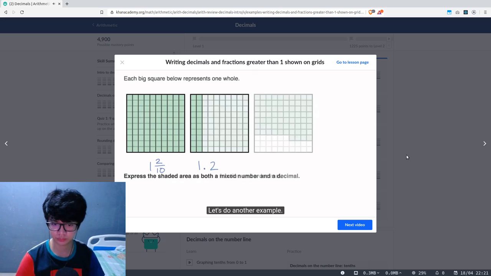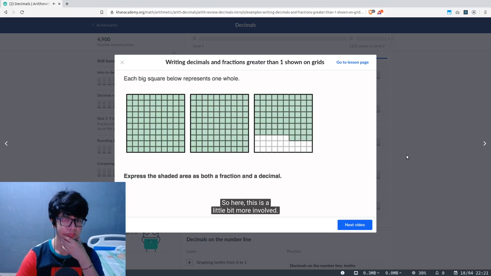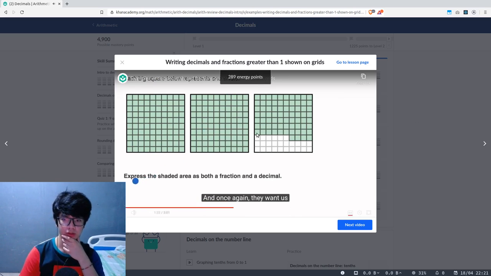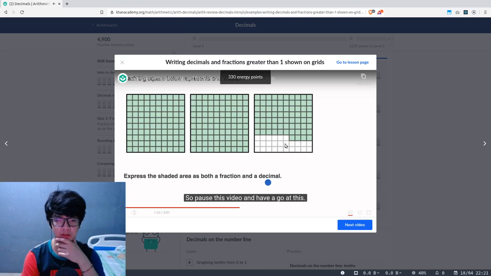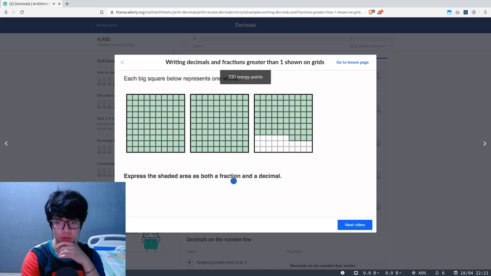Let's do another example. So here, this is a little bit more involved. They say, once again, each big square below represents one whole. And once again, they want us to express the shaded area as both a fraction and a decimal. So pause this video and have a go at this. All right, so let's start with a fraction again.